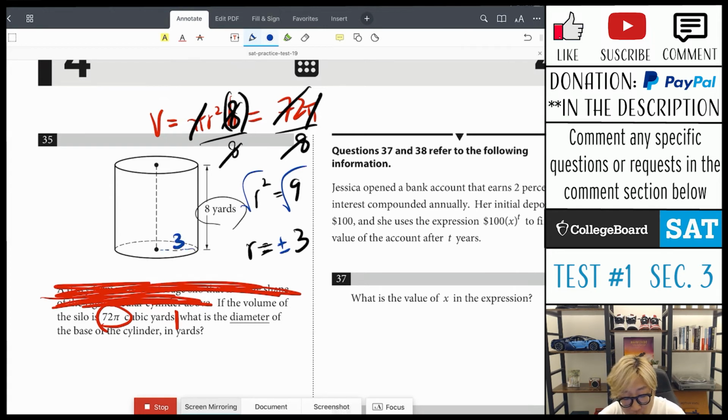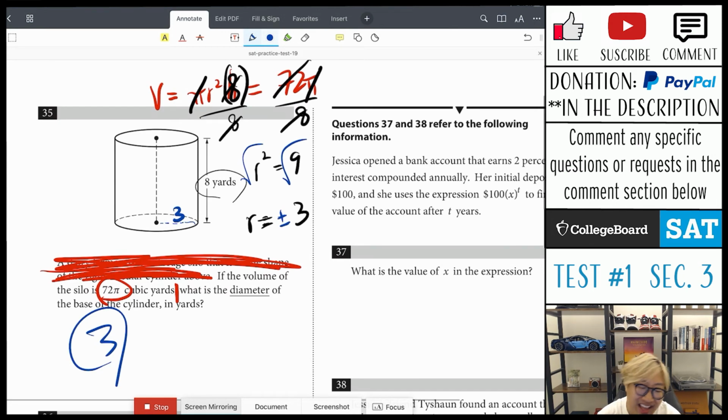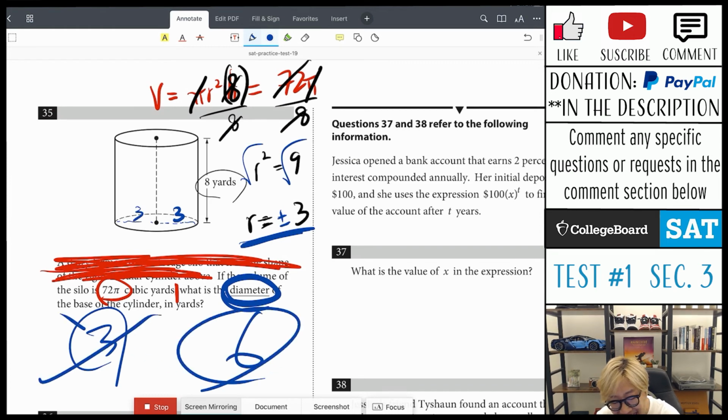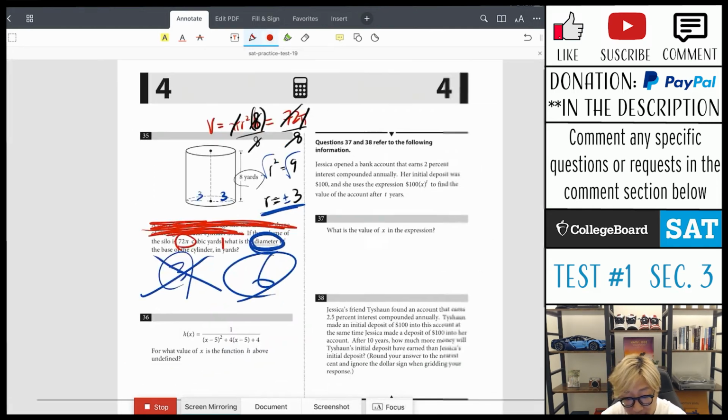So, what is the diameter? So 3, right? Oh, hell no, man. That's your radius. What is a diameter? That's 3 right there. So diameter is 6, not 3. Please do not jump too fast and just say 3. Don't do it.